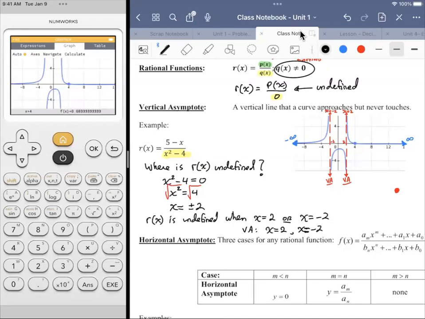So if you have a vertical asymptote, odds are you might have a horizontal asymptote.